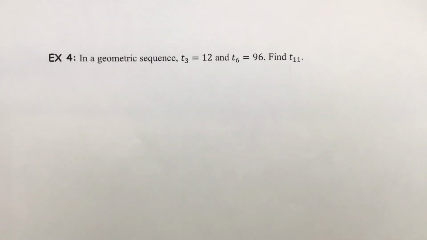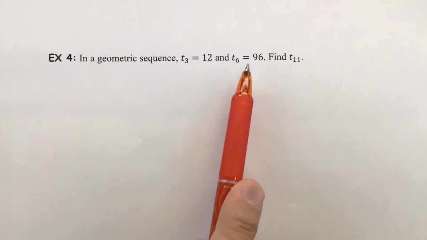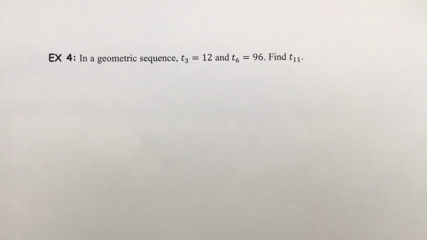For example 4, we have one of my favorite questions. We're told that we have a geometric sequence and we're given a couple of terms. You get the third term and the sixth term. Okay, so you're not getting consecutive terms here. But we do know that it's geometric and there's a number that we're constantly multiplying by to produce these terms. We're then asked to figure out what the 11th term would be.